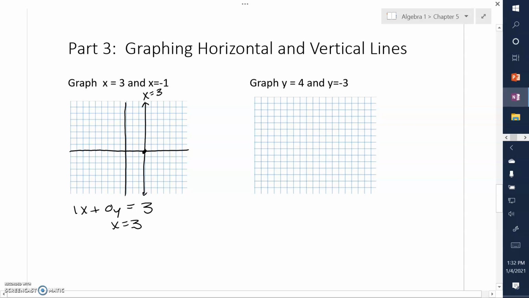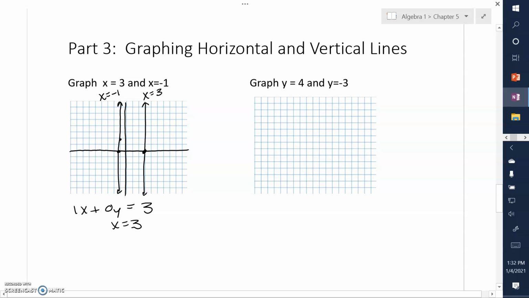Now look at the line x equals -1. You're going to have an x-intercept at -1, and every point on that line has an x-coordinate of -1. So right here, going up and down, is your line x equals -1.